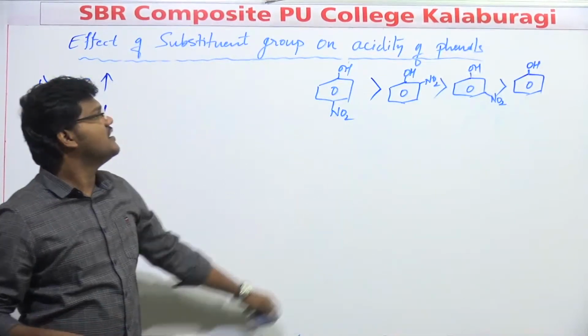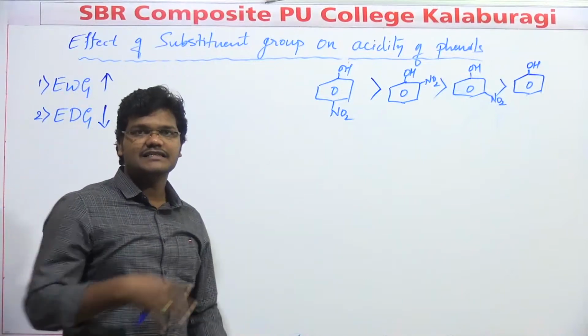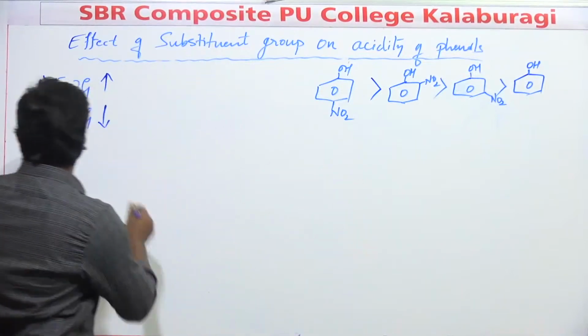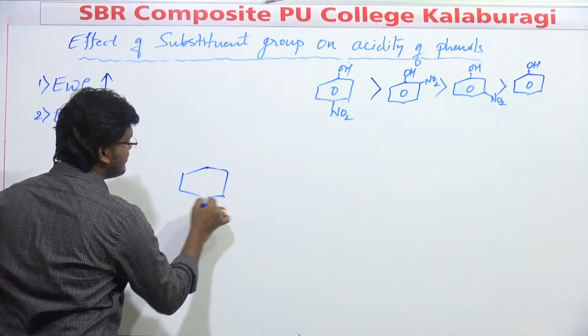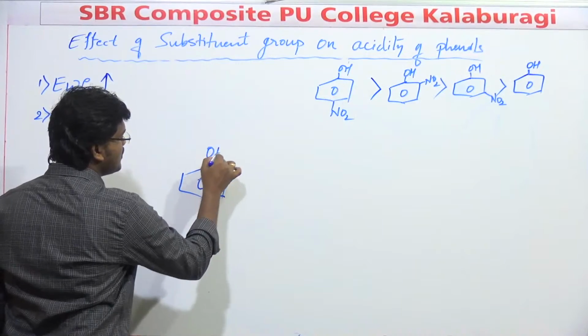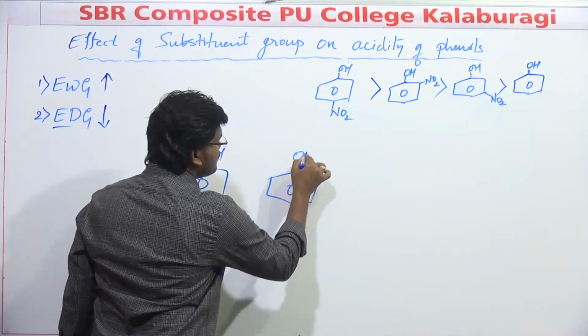So this is how it takes place, or varies, the acidic nature. Now take an example of an electron donating group. I will talk about phenol. First, I will compare the acidic nature of phenol with a phenol having an electron donating group, like cresol.